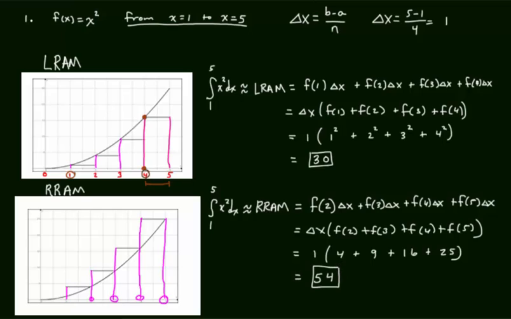Clearly, using the right endpoint for this particular graph will be a gross overestimate of the integral, whereas the left was a gross underestimate. That's because the curve here was increasing.